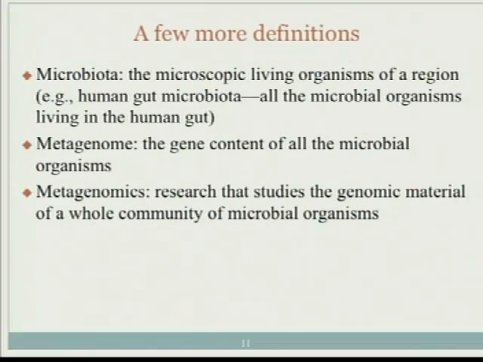So a few more definitions. A microbiota is just the whole collection of the microbial organisms of a particular site or region. Like the human gut microbiota is all the microbial organisms you can find living in the human gut. And the metagenome is just the gene content of all those organisms living in one site. And as I mentioned, metagenomics is the study of the genomic material of a whole community of microbial organisms.